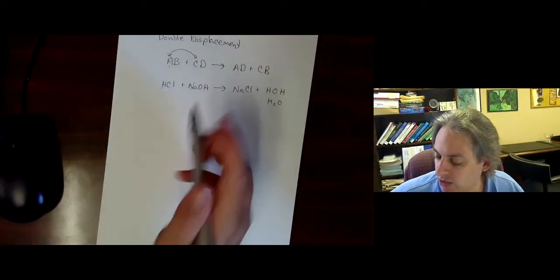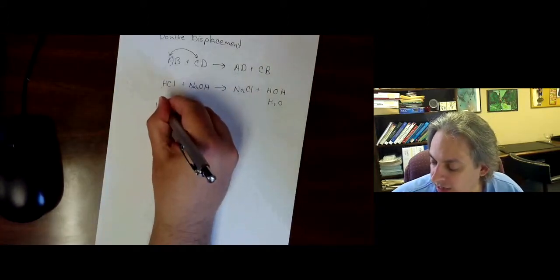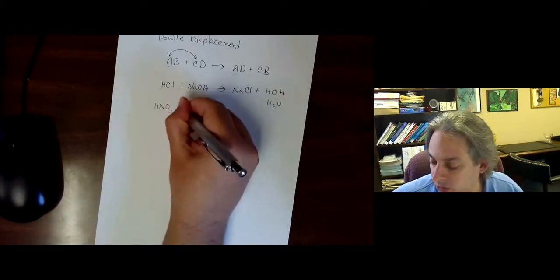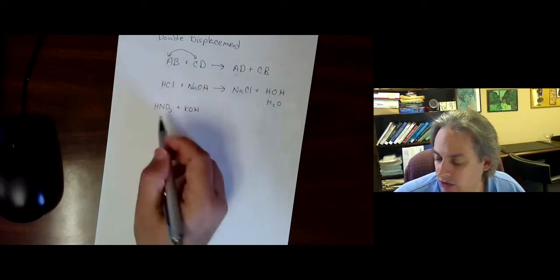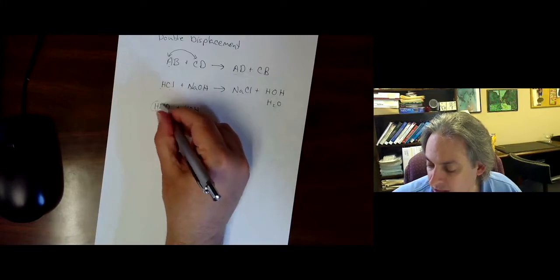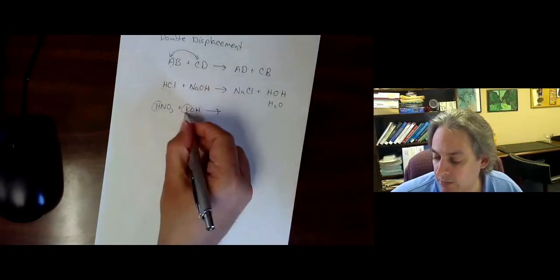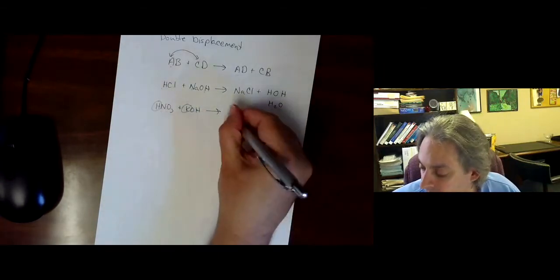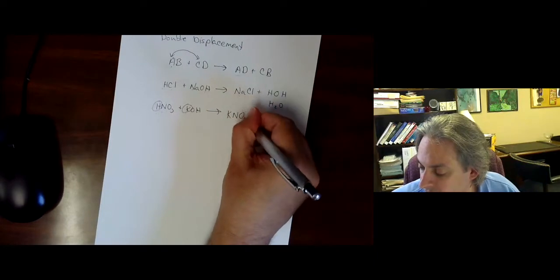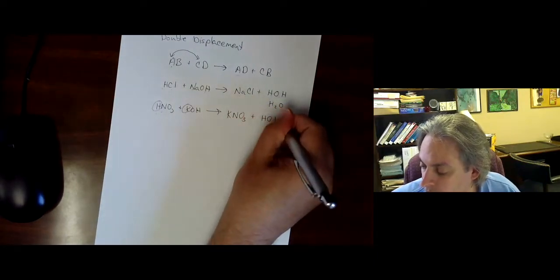Now let's do another more complicated one. Let's look at nitric acid reacting with potassium hydroxide. So nitric acid is a polyatomic acid, and so what we're going to do again, we're going to flip the 2 metals, the hydrogen and the potassium. The hydrogen is going to go with the OH, the potassium is going to go with the nitrate. And so we end up with potassium nitrate and water, or HOH.